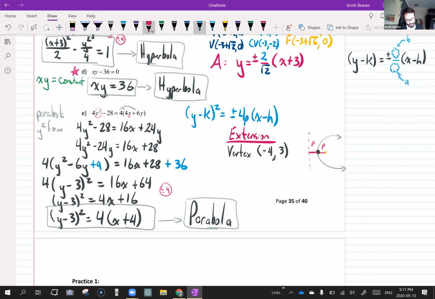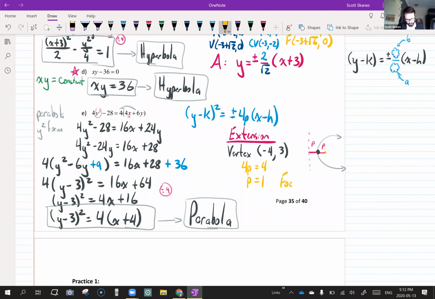Okay, so how do we get P? Well, I know 4P is the number in front of the brackets here, 4. That means that P is 1. Okay. That's useful information. What does that give us? That gives us the focus. Maybe I'll make it yellow just so you know they're connected.